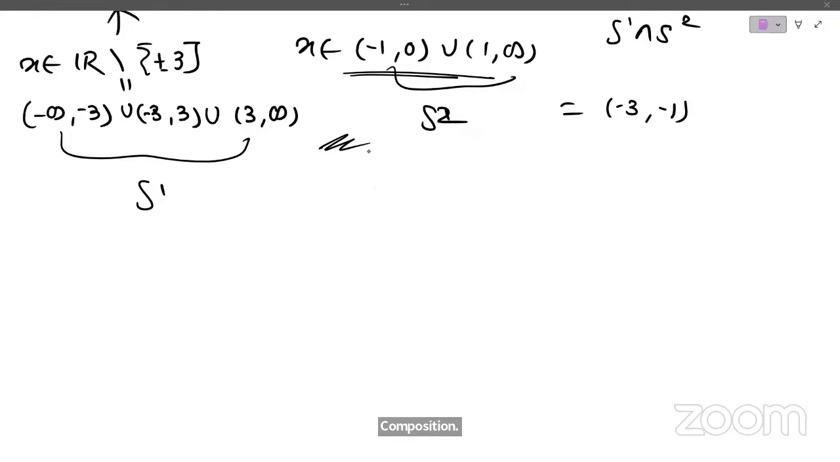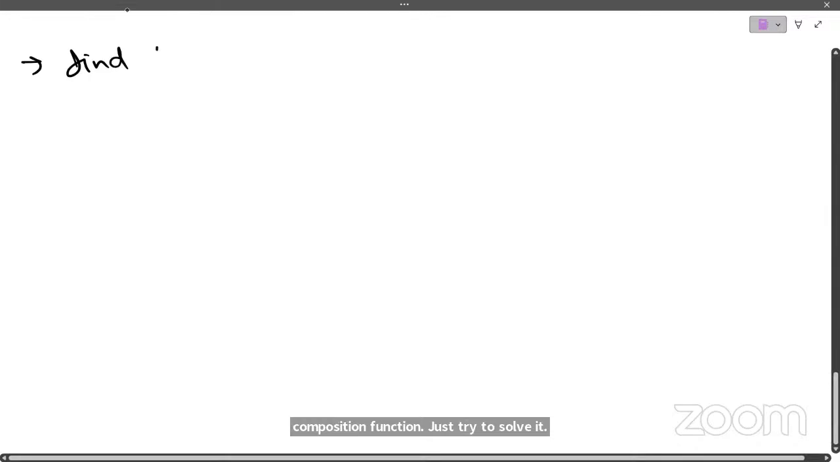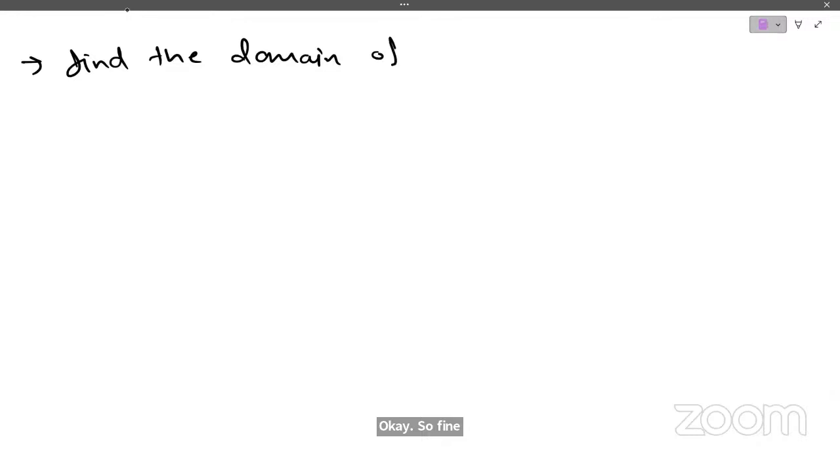Okay, so I'll give one example of the domain of a composition function. Just try to solve it, okay? So find the domain of this, and the options are also there for the question. Okay.